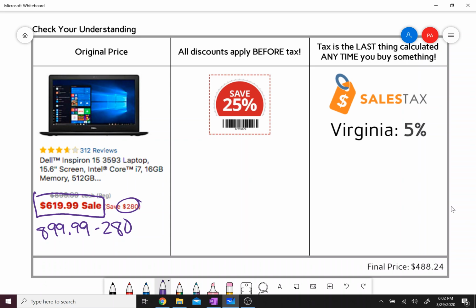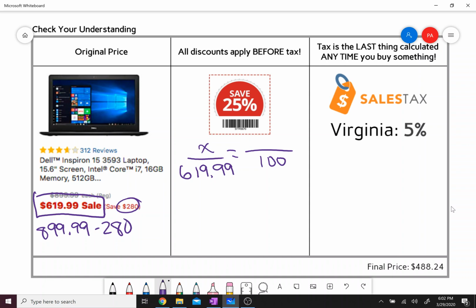So when I'm setting up my proportion, my original price at this step of the problem is my whole. So as in what I'm starting with before the 25% discount, which is going to be $619.99. My part will be X because I'm trying to find the price after the discount. And then I'm going to put 100 in the denominator over here.